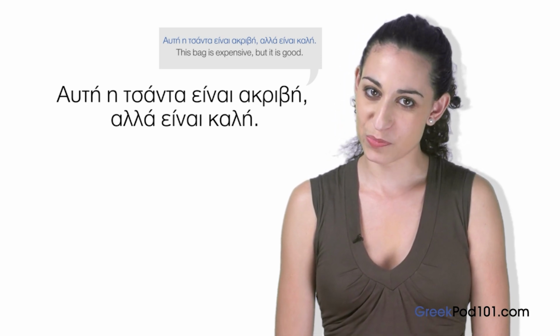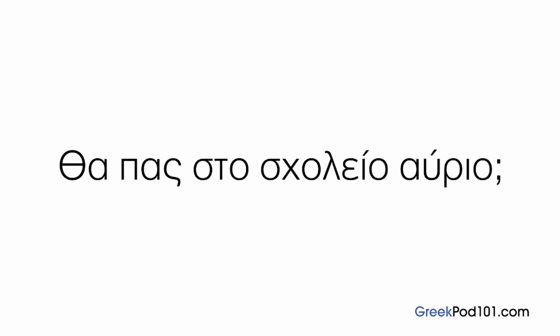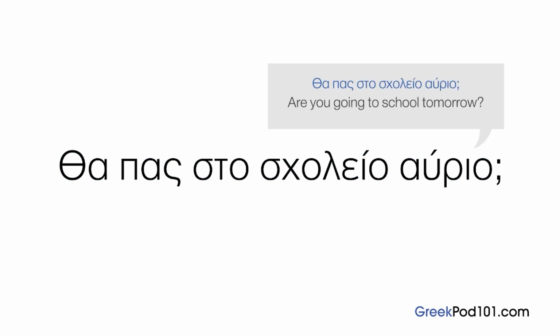Well, almost. One thing that puzzles many English speakers about Greek punctuation is the question mark. We don't use it. Here's a question in Greek. Θα πας στο σχολείο αύριο? Are you going to school tomorrow? That's right. A question mark, or erotimatiko, is just a semicolon. So what about semicolons in Greek?